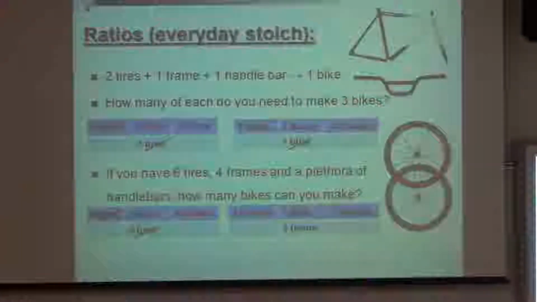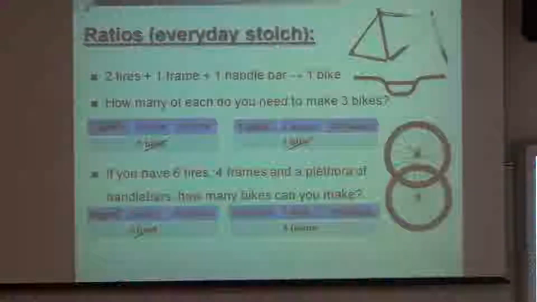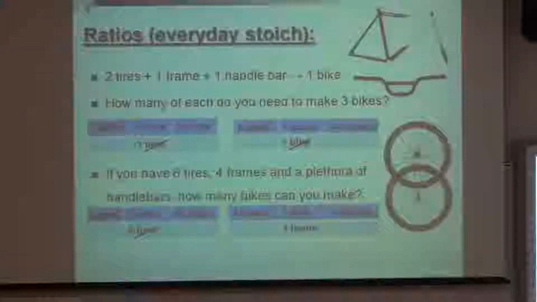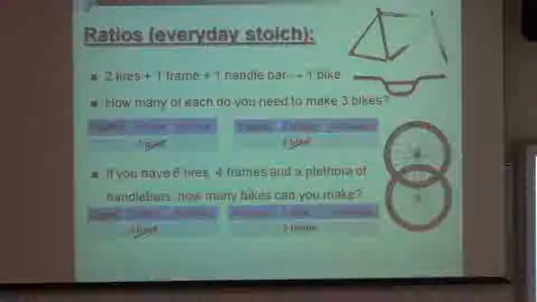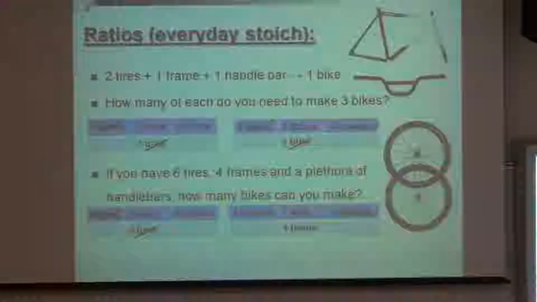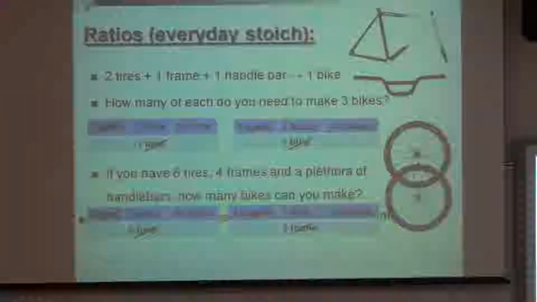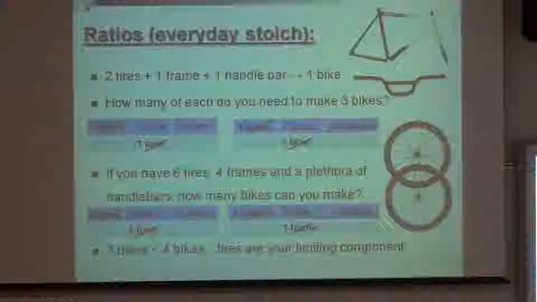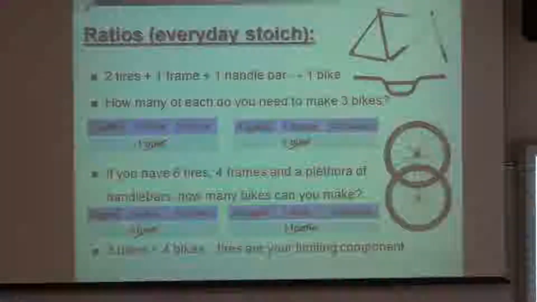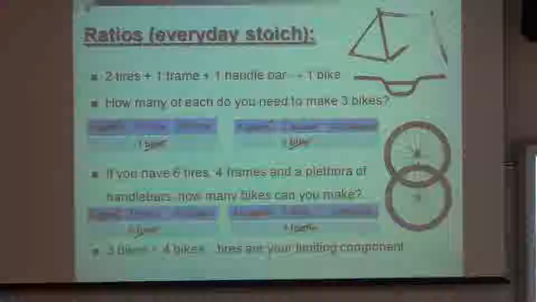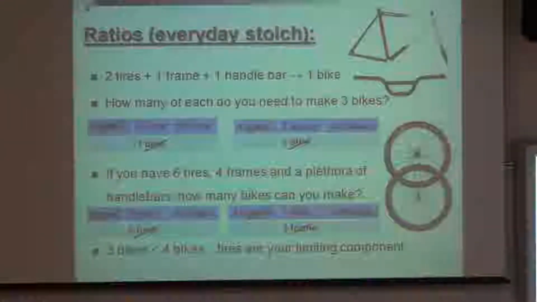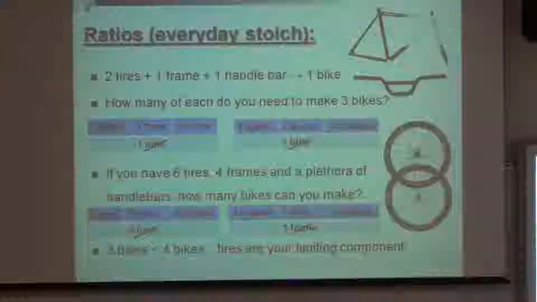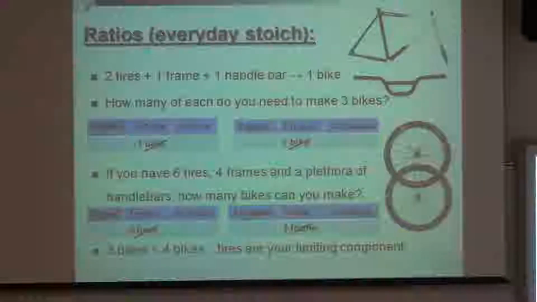And clearly we can make 4 bikes with 4 frames. But since we only have enough to make 3 bikes with our tires, that's going to be our limiting reactant or our limiting component in our bike building process. That's easy, right? Good, we just keep going then.